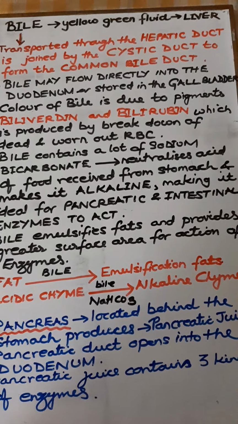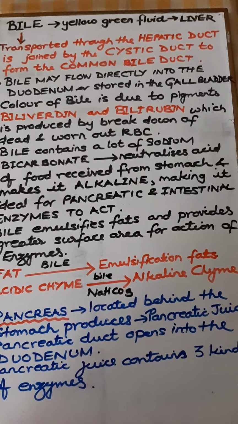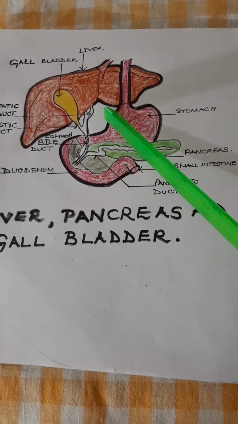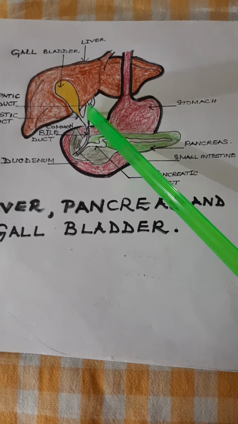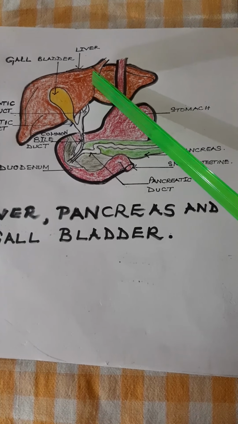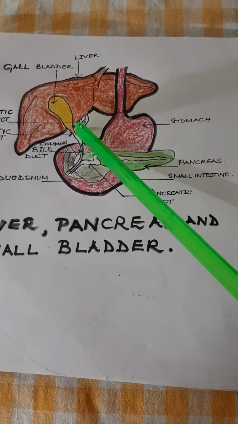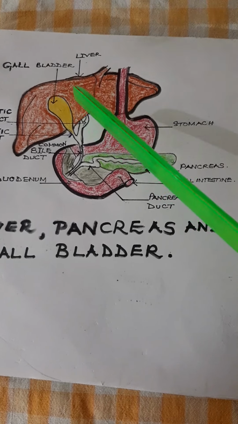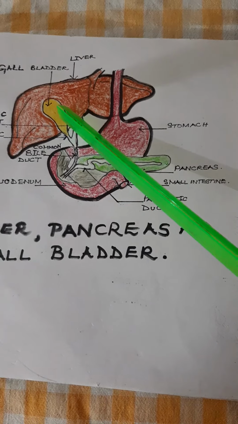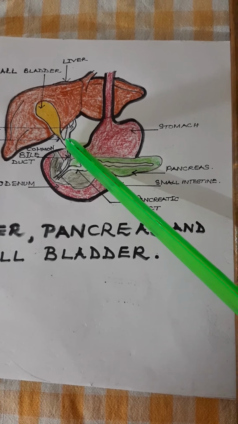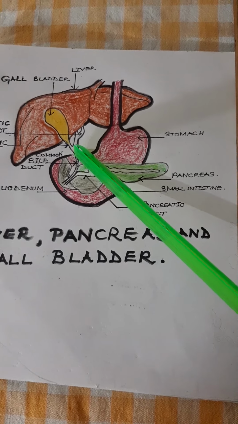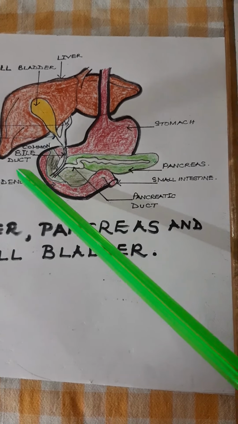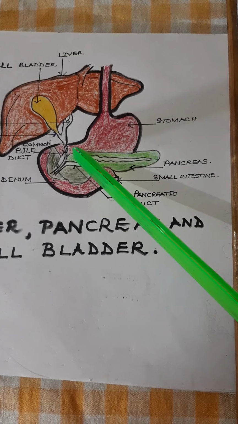The bile is transported through the hepatic duct. The duct coming out from the liver is called the hepatic duct. So the bile which is produced by the liver is transported by the hepatic duct and it is joined by the cystic duct. Cystic duct is the duct coming out from the gallbladder. These two ducts join together and form the common bile duct.